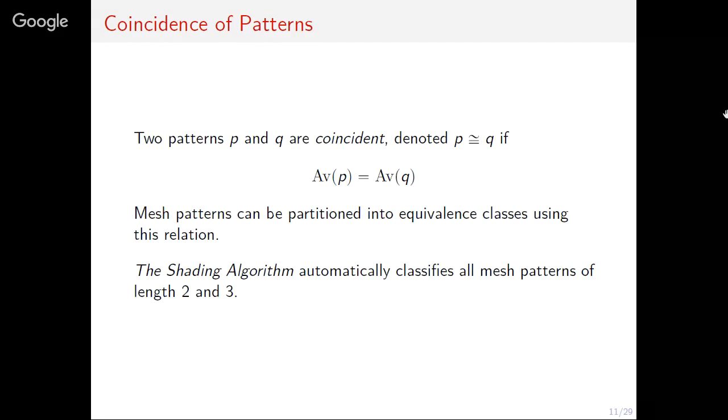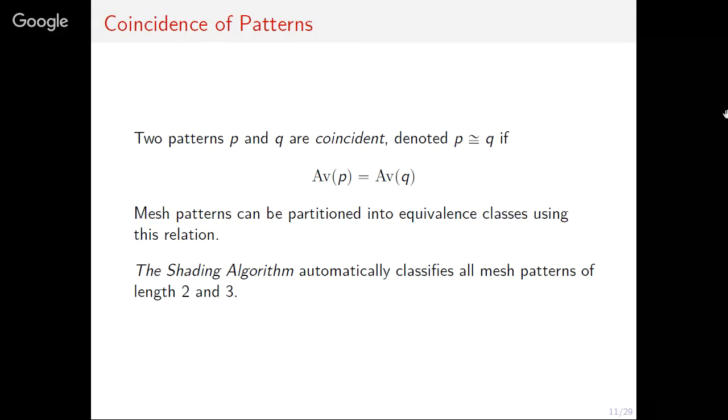So we say that two patterns are coincident if the avoiding set of permutations are the same. You can see that this is sort of an equivalence relation, and we can partition, basically, all permutation patterns into these equivalence classes.